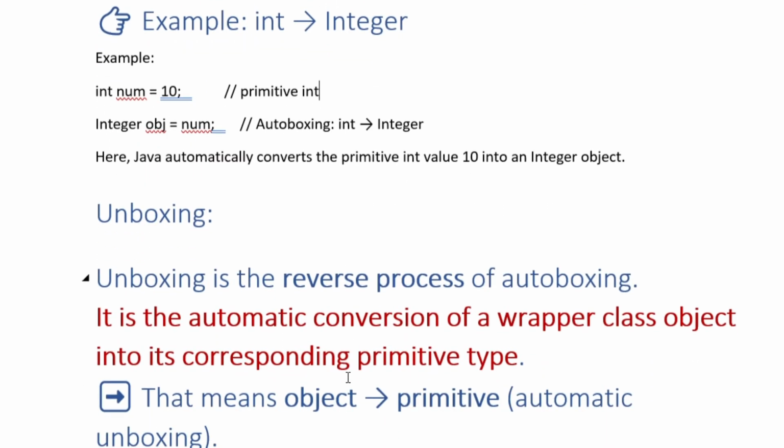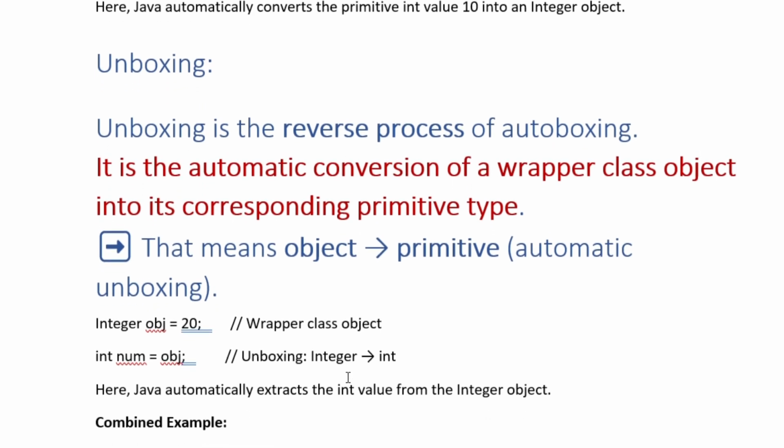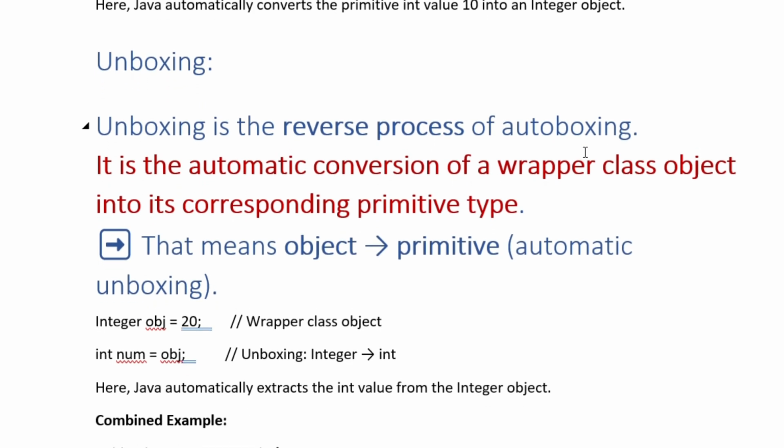Now unboxing. What is unboxing? Unboxing is the reverse process of autoboxing. It is the automatic conversion of a wrapper class object into its corresponding primitive type. For example, here Integer obj equal to 20. Integer is the wrapper class of int. Obj is the object name. Value of obj is 20.